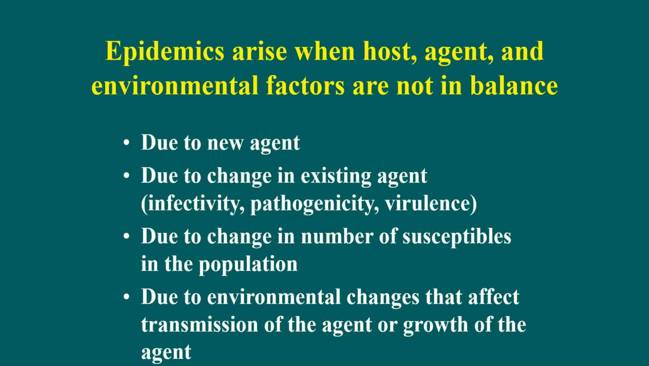So as I said, usually for epidemics to arise or for disease to occur, they occur when the host, agent, and environmental factors are not in balance. If these things are not in balance, that's when you have disease. And how can disease occur? Remember, it can occur due to several things. For example, it can be due to a new agent.